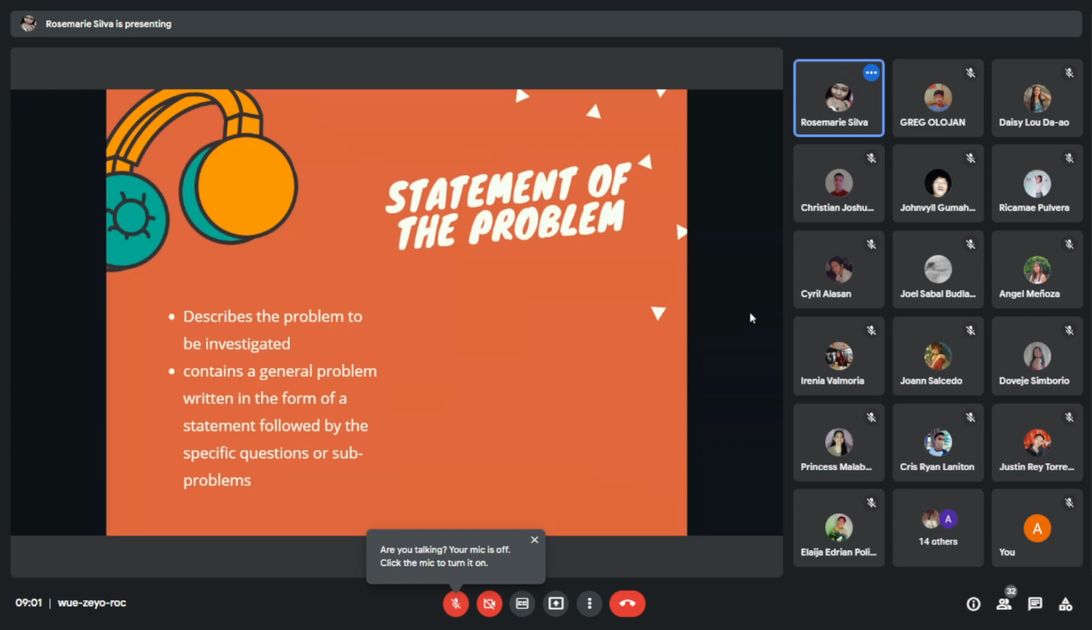Now, the next one is the statement of the problem. So the statement of the problem describes the problem to be investigated. It contains the general problem written in the form of a statement followed by specific questions or sub-problems. Muna siya ang katong problem statement. No, the problem statement, yun yung pinakaunan yung isusulat. The problem statement is the first thing that you have to write, followed by specific questions or sub-problems that you want to solve para ma-solve ninyo ang inyong problem.